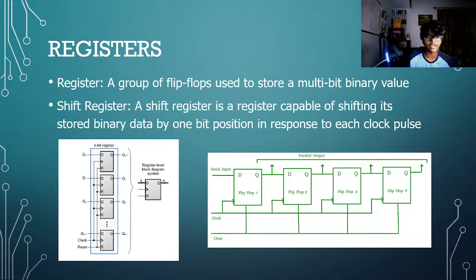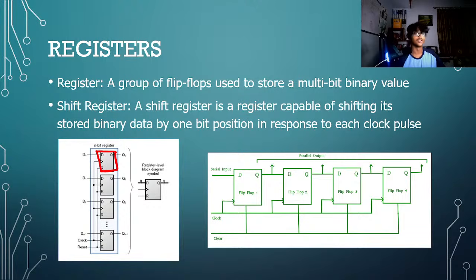Over here you see this is an n-bit register, which essentially means there are n D flip-flops, each storing one bit. So you're essentially allowing this register to store n bits of information at a time. There's nothing more to it. It's just a bunch of flip-flops.